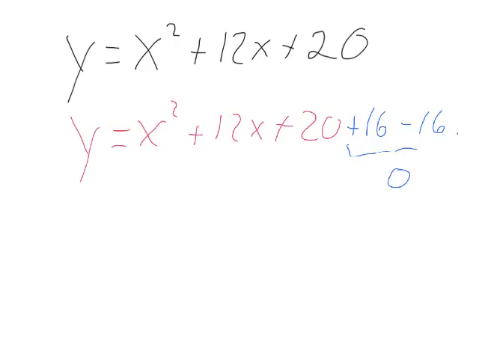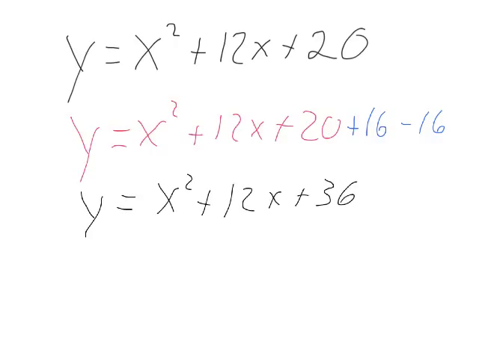So now I can go ahead and combine like terms that I want to combine. Y is equal to x squared plus 12x plus the 36 I was looking for, and I'll still have this minus 16 out here.